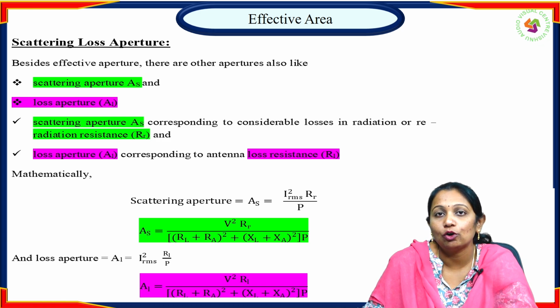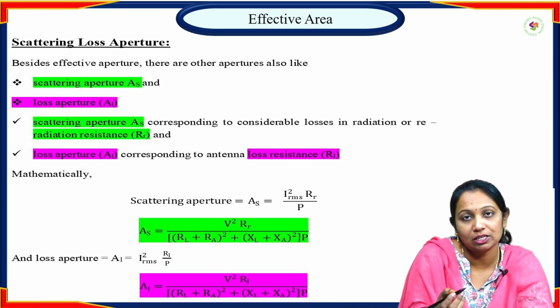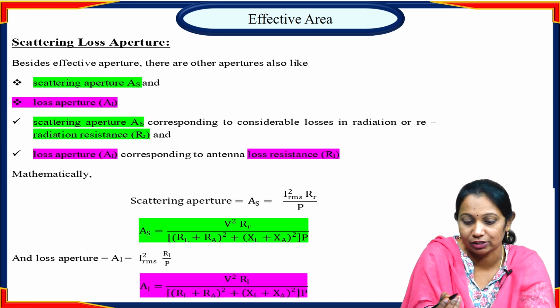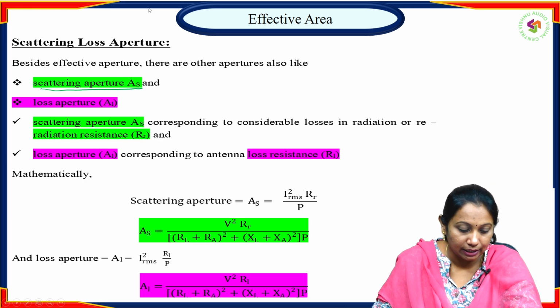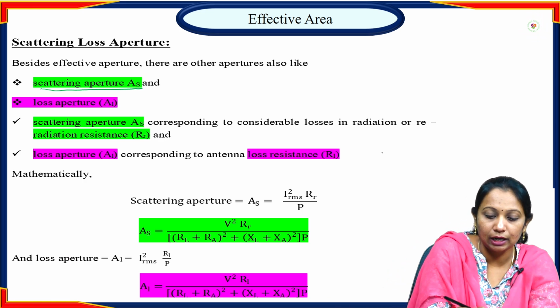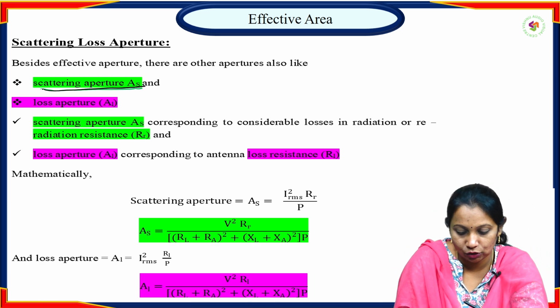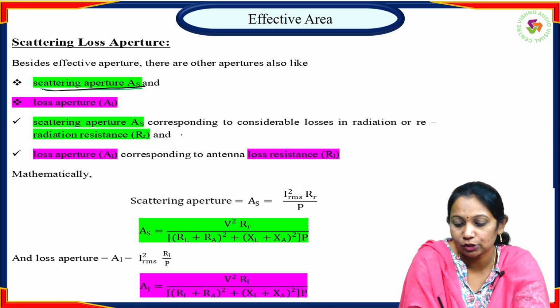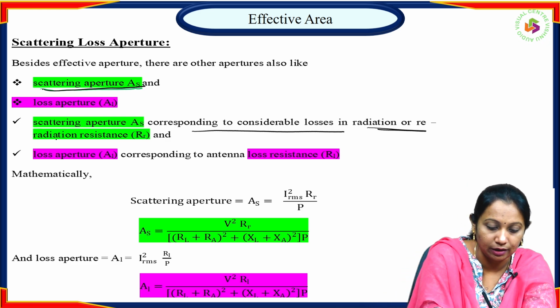Along with the effective area, we have some more parameters: the scattering aperture and the loss aperture. Earlier we defined the effective area, and one more is the scattering aperture. The notation I have considered for the scattering aperture is AS. This scattering aperture corresponds to the losses in the radiation resistance.